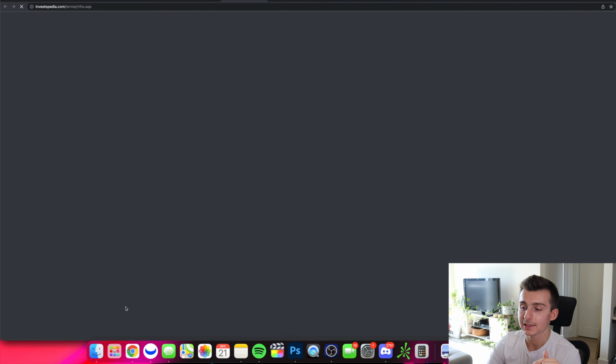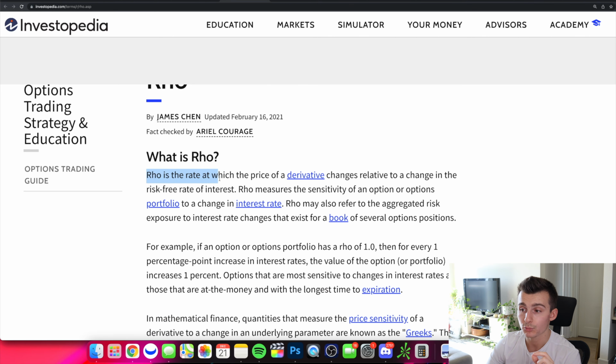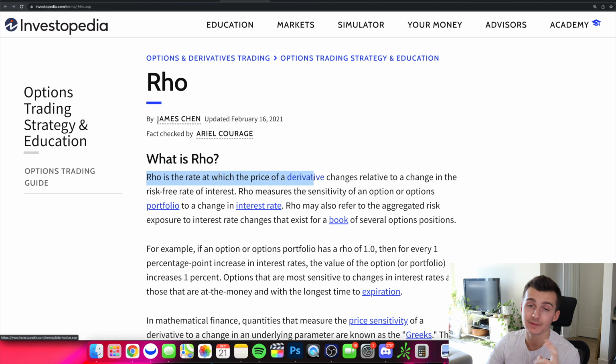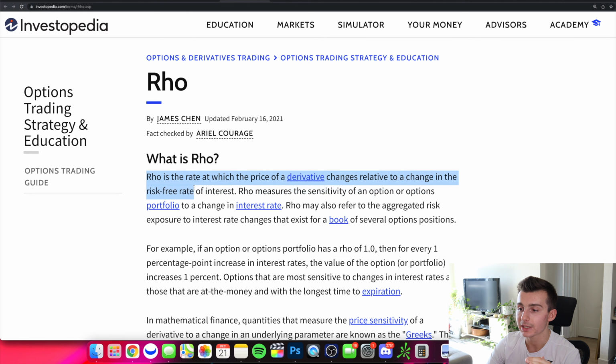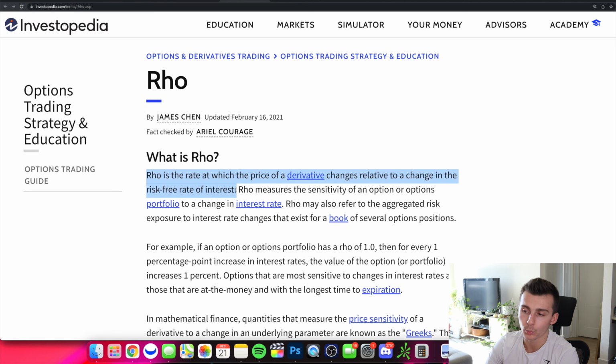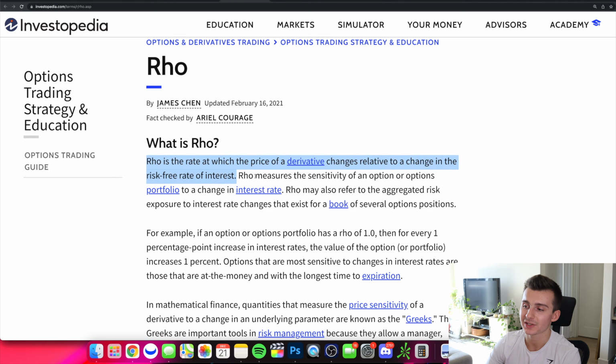And then last but not least, I do want to pull up Rho. Rho is the rate at which the price of the derivative, the option, changes relative to a change in the risk-free rate of interest. So something that a lot of people don't really worry about too much, but essentially it measures the sensitivity of the options on an interest rate change. Probably the least important, I would imagine, for basic options traders, but it's something to also note.